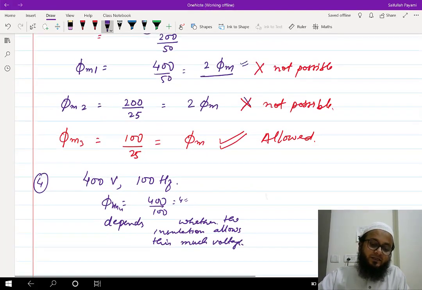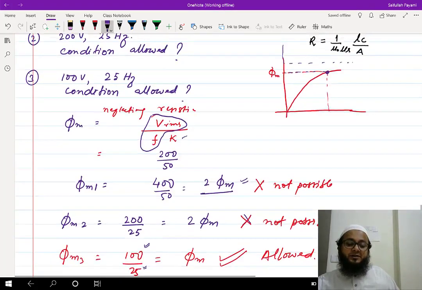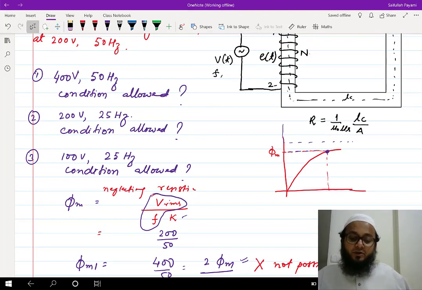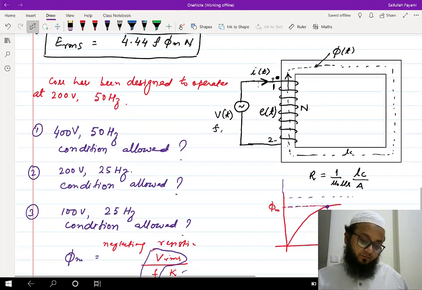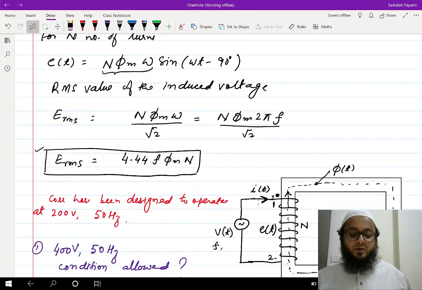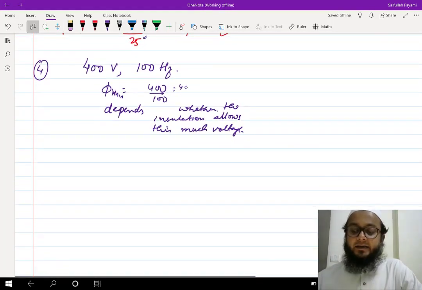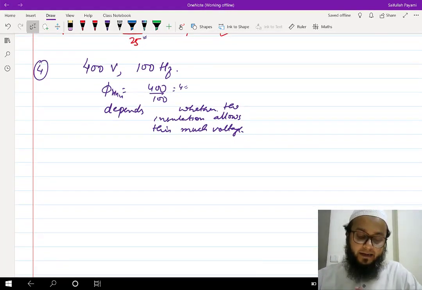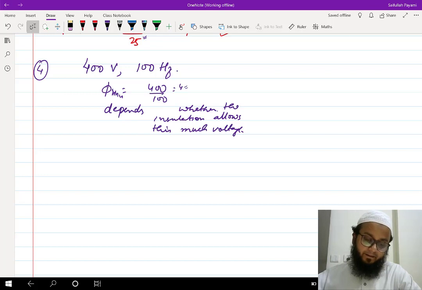Generally, if I am reducing the voltage, then I should reduce the frequency for optimal operation of this core. This is the basics which would be needed while discussing transformers as well. In the next class we'll discuss hysteresis and eddy current losses in a ferromagnetic material, and after that we'll start the topic of transformers. Okay, we'll stop here. Thank you.